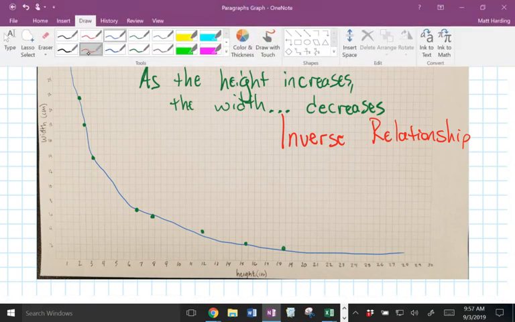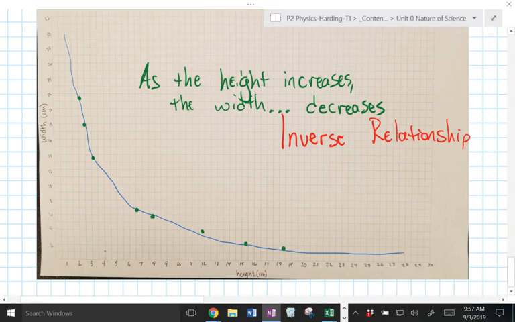The idea being that if we had another paragraph and it had a height of 4, it should have a width somewhere around 11, okay? If I had one with a height of 14, I would expect it would have a width somewhere around 2.5, okay? So this smooth fit curve better matches the data. It's an inverse relationship, okay? So that's the fun part of it.